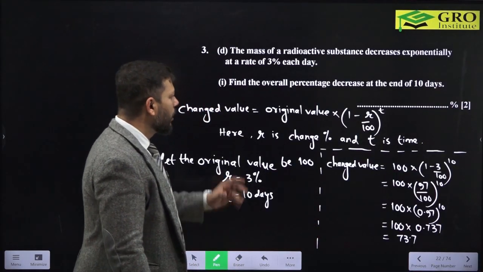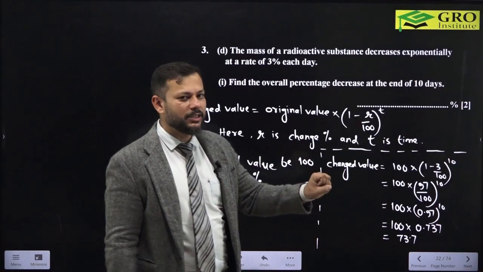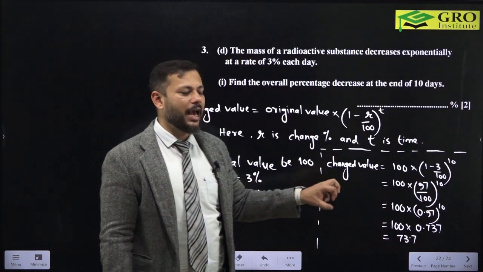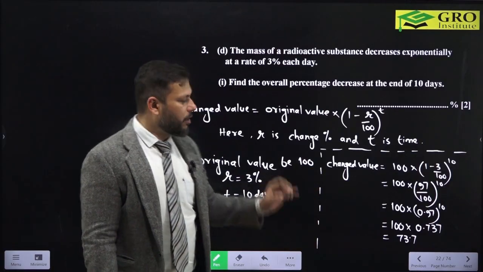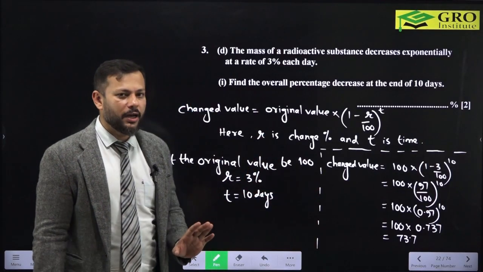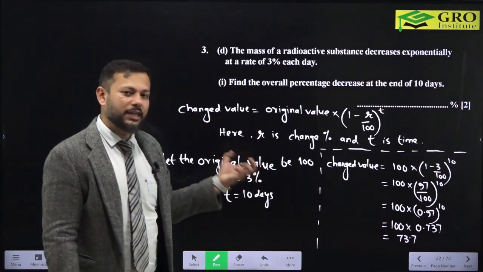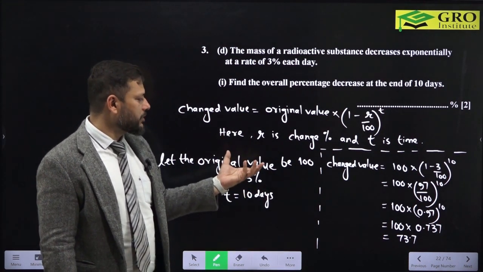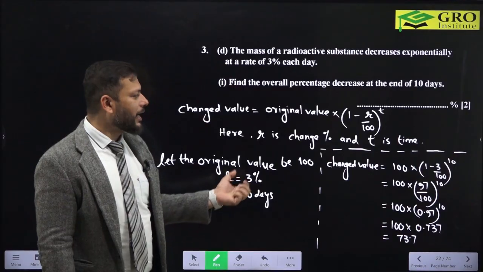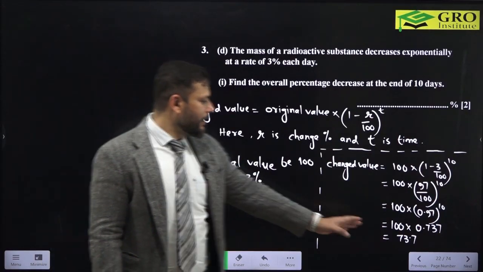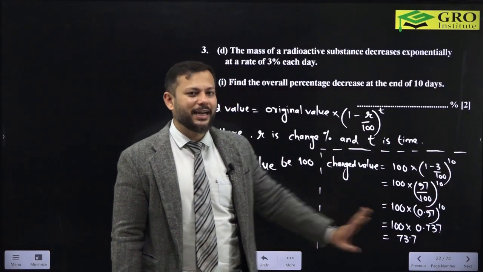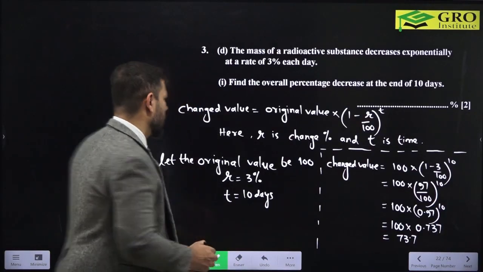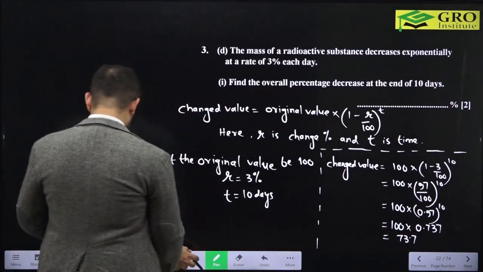That means the overall percentage decrease depends on the value that we have reduced already. We have taken the original value to be 100. Suppose the mass was 100 grams originally. Okay, radioactive substance was of 100 grams, and after 10 days it reduces to 73.7 grams. So how much of the weight has been lost? Let us look at it now.